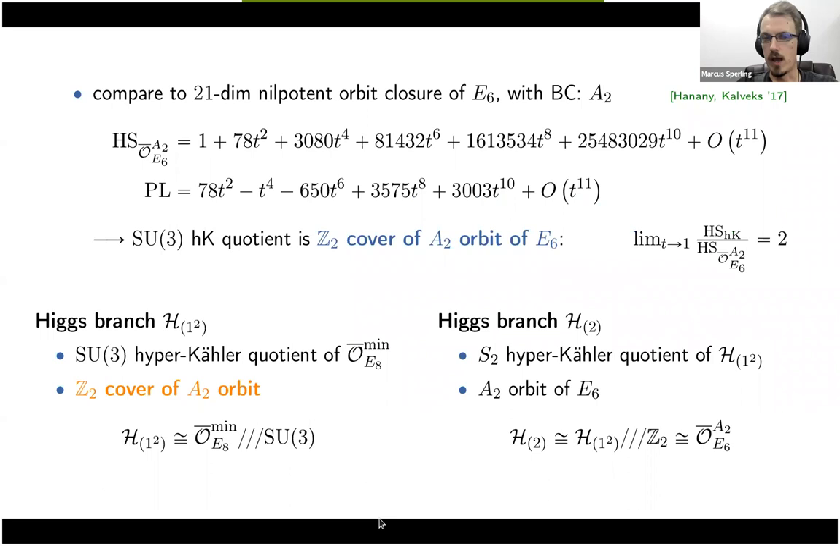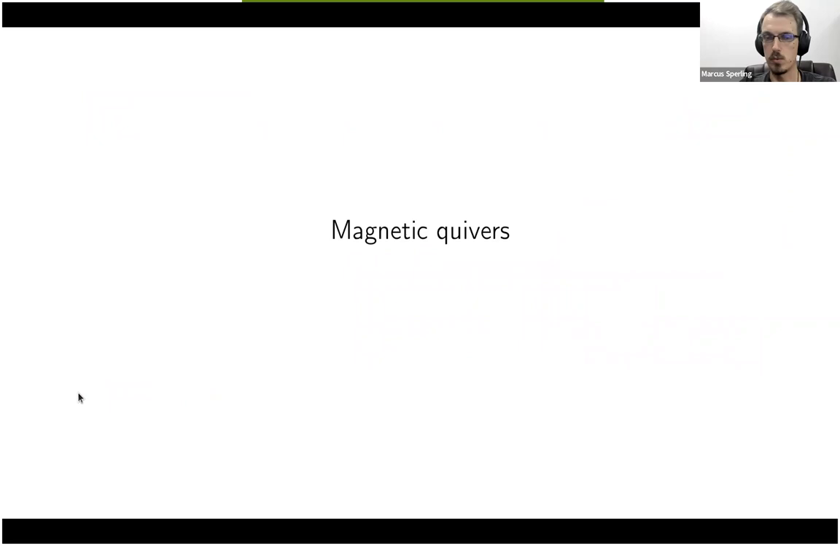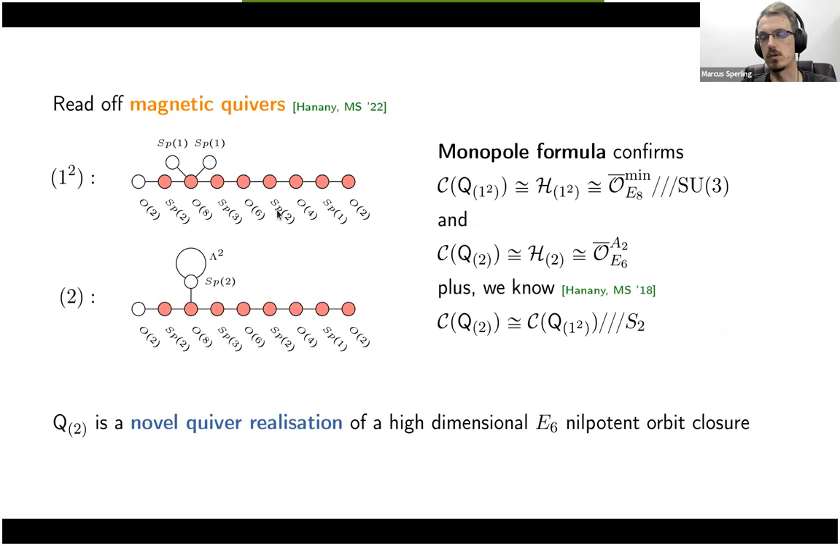Right. So we have this expectation. Now we confront it with the prediction that we get from the magnetic quiver, because we can just read out the magnetic quiver from the brane system. And here in my notation, I labeled some nodes in red. Red just means they're balanced, and everything else is good. So now we naively would read off that there is an SO10 times C1 global symmetry from the balanced nodes. If we compute the monopole formula for these magnetic quivers, we do indeed find agreement that the monopole formula for this magnetic quiver coincides with the SU3 hyperkähler quotient of the minimum of V8.